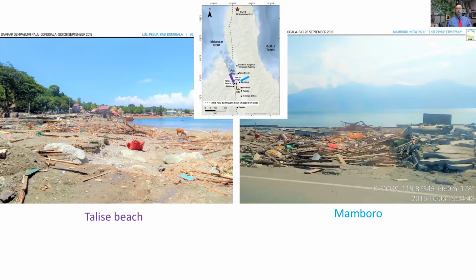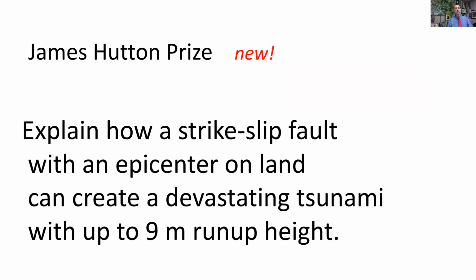So you've seen these pictures before, Talis Beach, Mamboro Beach, with devastation caused by waves which are 2, 3, and 4 meters in height and have run-ups that are even higher. So now I offer the listeners an opportunity to use their creativity and their scientific knowledge and win the James Hutton Prize, which would be to explain how does a strike-slip fault with an epicenter on land create a devastating tsunami with great run-up heights of up to 9 meters. So this is your challenge.